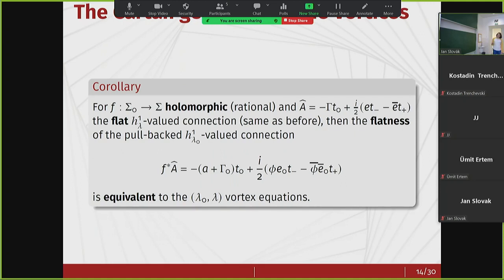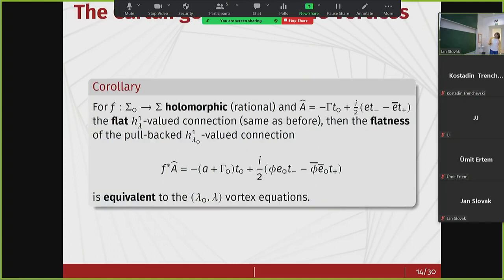But now we take the pullback by the holomorphic map, and the flatness of that connection is going to guarantee that what we are getting, this F at the end, provides us with solutions of the lambda 0 lambda vortex equations. So the pullback is going to be this, and you can see that the quantities involved, phi times E0 and A plus lambda 0, are precisely the quantities involved in the expressions that I showed you before, and the flatness of this equation is going to guarantee that we are dealing with solutions of the vortex equations.